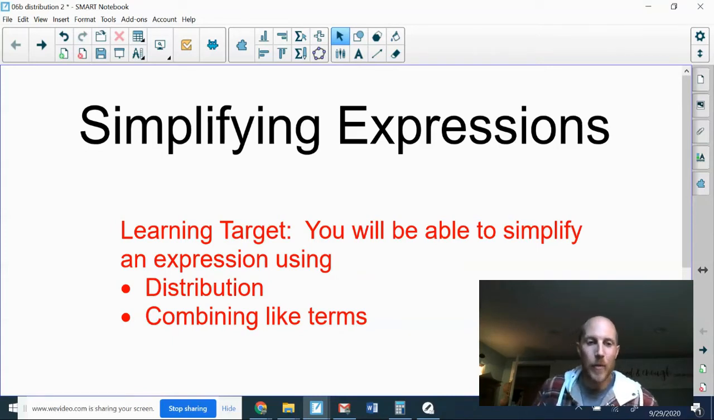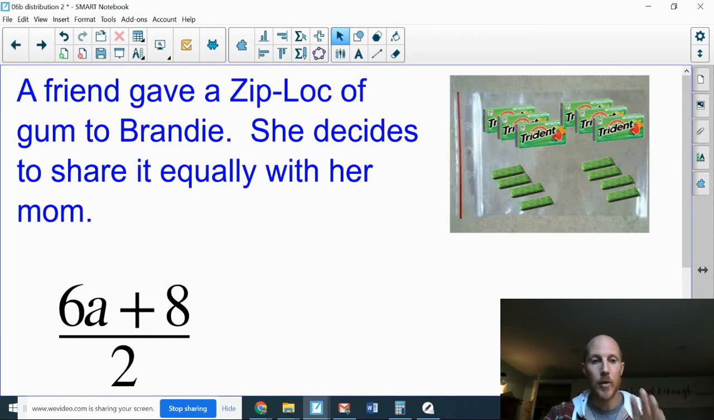Hey, algebra. We keep going today with simplifying expressions, focusing on distribution again. And today, the type of distribution we're going to focus on involves division. So I showed you an example about this yesterday, if you watched the whole video. But here's a quick story.